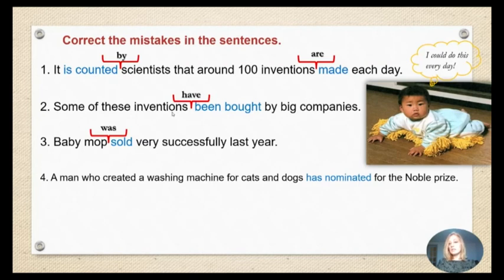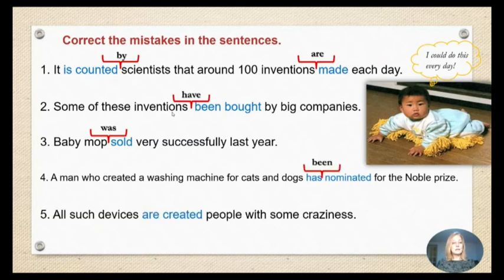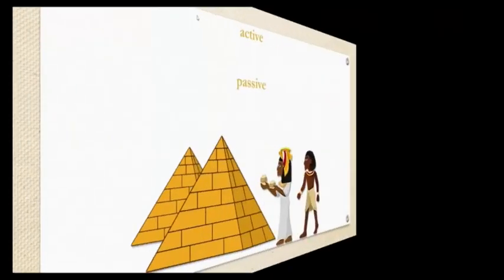Does he nominate for the Nobel Prize or is he nominated? Yes, it's a passive sentence and we need the verb to be, but this verb to be is not complete without being. And the last one, all such devices are created people with some craziness. We have the passive and it's okay, are created, but again, people are the performer, so we have to include them with the word by. Yes, that's right. Great. Let's move on.